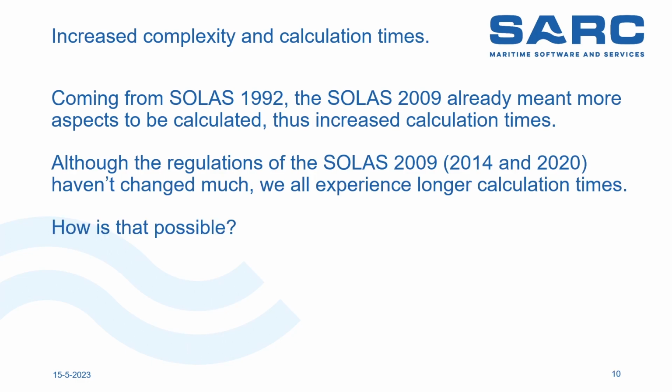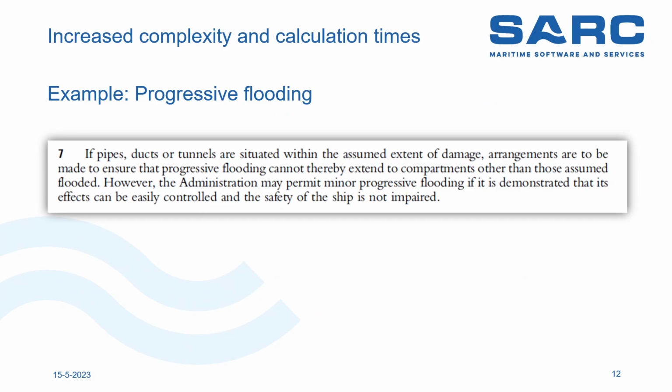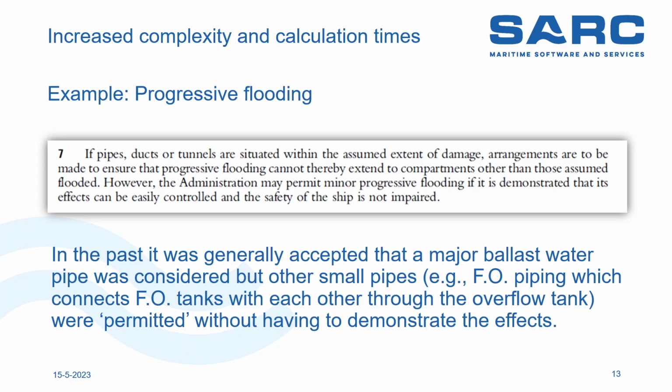How is that possible? Well, implementation and interpretation of the regulations have become more and more strict, not only by classification societies, but also by you and us too. An example, progressive flooding. The regulations state if 5 duct tunnels are situated within the assumed extent of damage, progressive flooding has to be taken into account. In the past, it was generally accepted that only a big ballast pipe had to be taken into account. Small progressive flooding was a bit ignored.